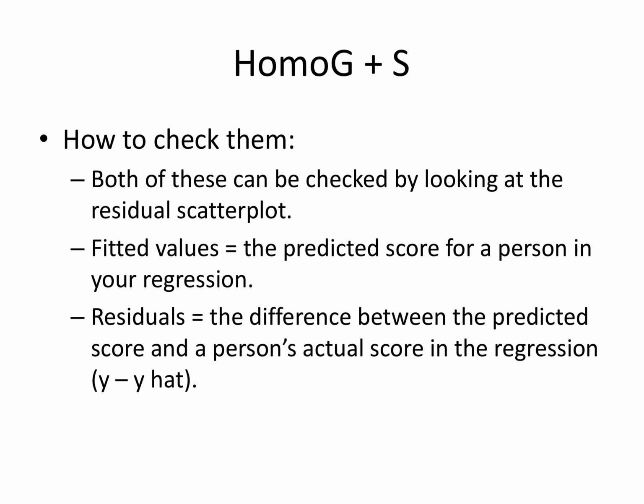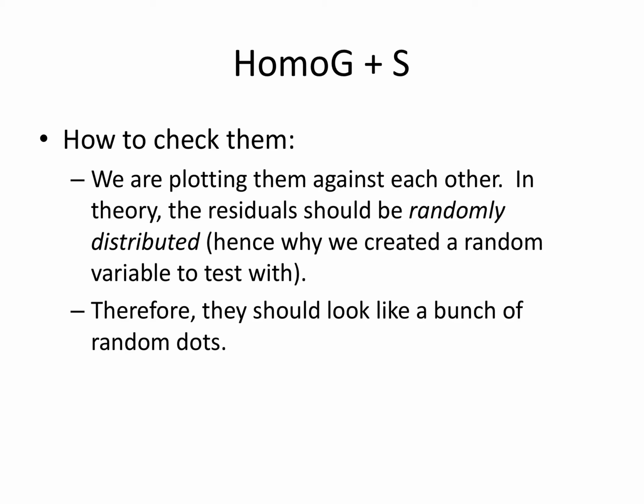Okay. So we're going to plot their predicted scores against their error terms. And what we want to see is a random smattering of dots, because we created a random variable and we predicted it with our analysis. So this whole thing should be random and centered around 0. And so when we look at these, what we should see is a bunch of dots. Those residuals should be randomly distributed. It should just look like dots. So let's look at one of these.